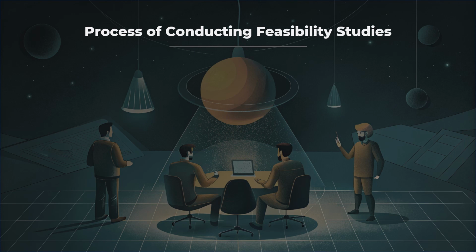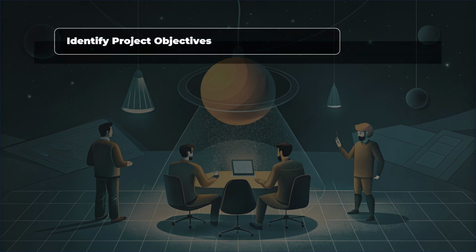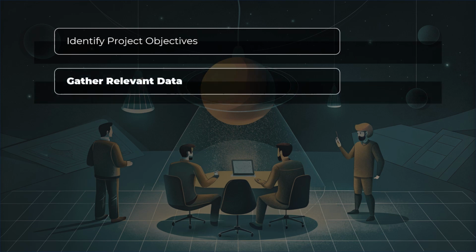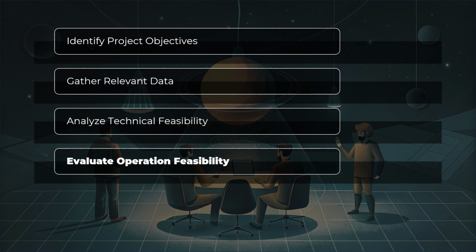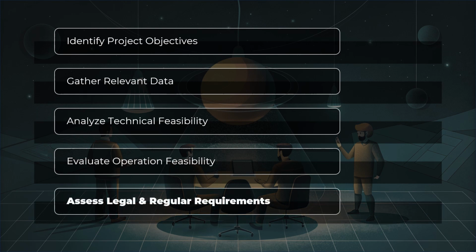Process of conducting feasibility studies. Steps: identify project objectives, define criteria for evaluation. Gather relevant data, collect technical, financial, legal, and operational information. Analyze technical feasibility, evaluate resource availability and potential challenges. Evaluate economic feasibility, assess financial viability and return on investment. Assess legal and regulatory requirements, identify permits, licenses, and compliance.